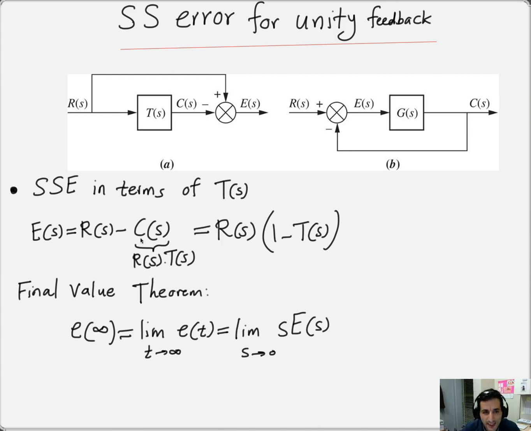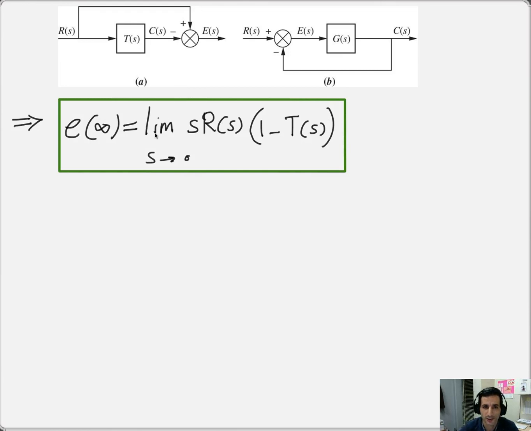So now if I just take this E of S that you see here and plug it back here, we're actually going to end up with these equations. So in terms of T of S, the steady state error, E at infinity, is calculated by taking the limit of S multiplied by R of S, which is the Laplace transform of your input R, multiplied by 1 minus T of S. And of course, T of S here is your closed-loop system transfer function.